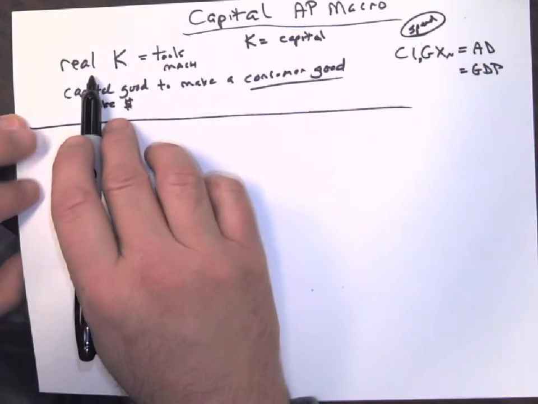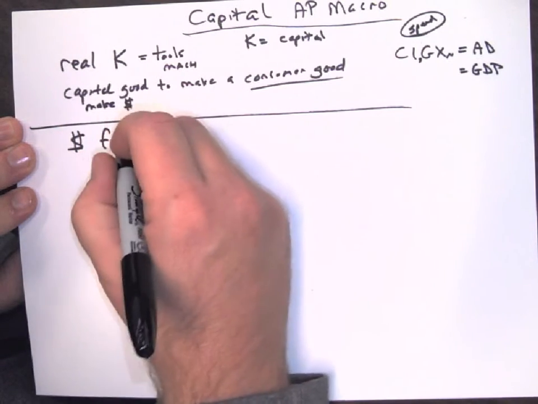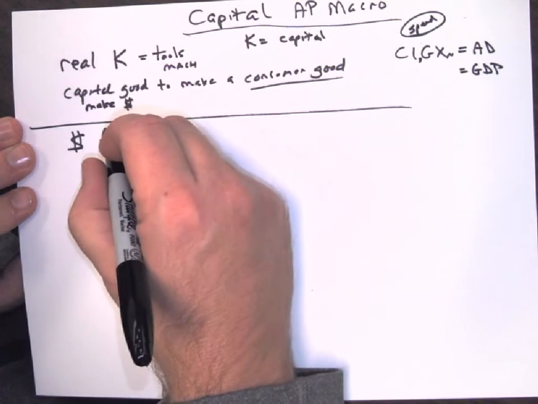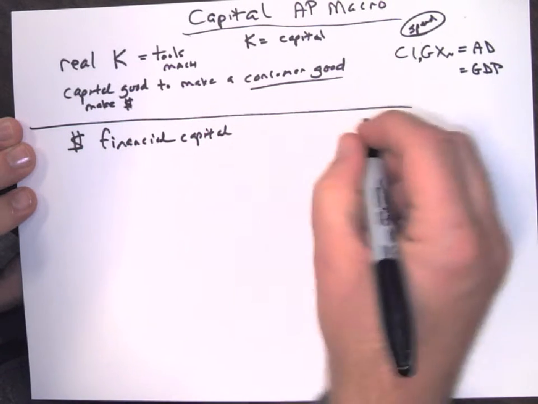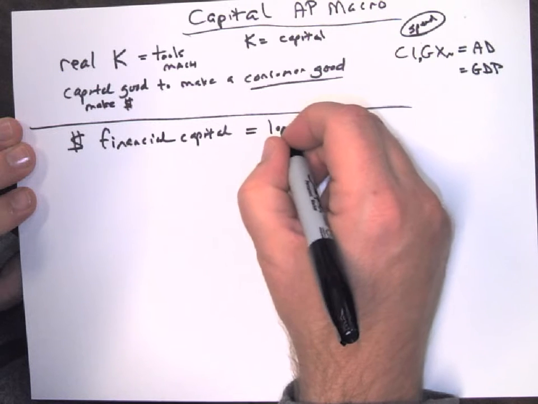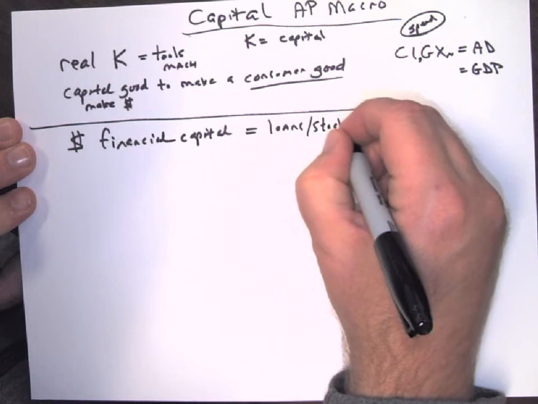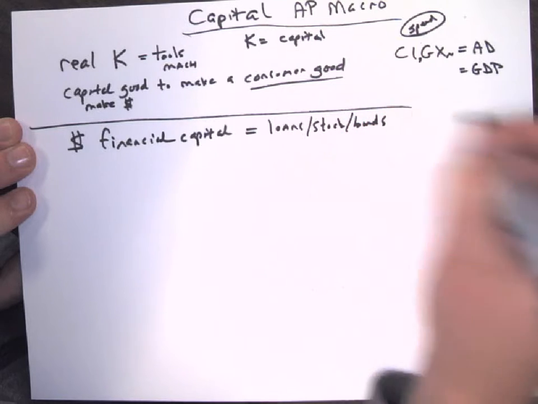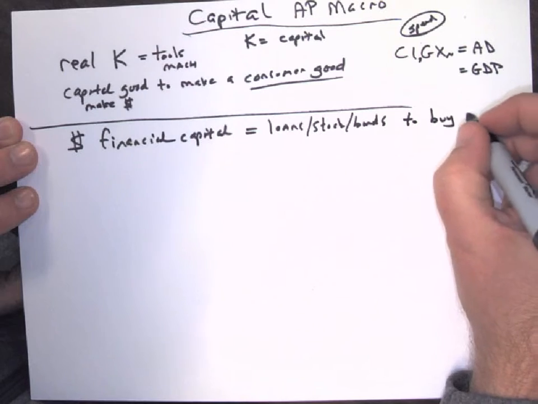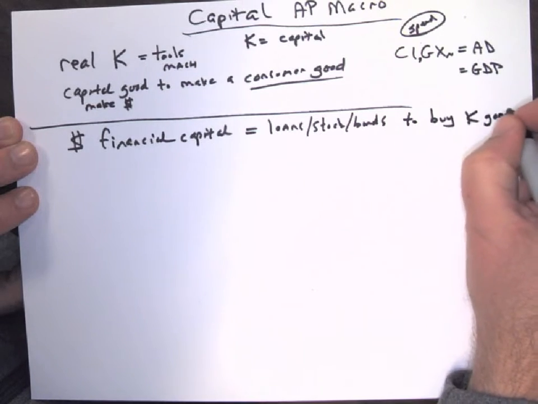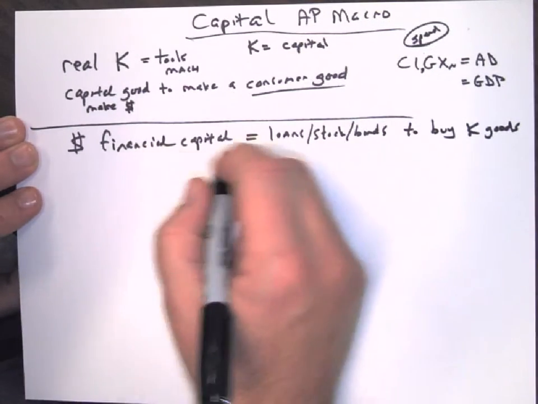So that's what we have. It's called real capital. If we need to buy or borrow in order to get our real capital, we need financial capital. And those are loans, or you can issue stock or bonds in order to raise financial capital to buy capital goods. So if I want to grow, if I want to invest in my company, that is all about financial capital.